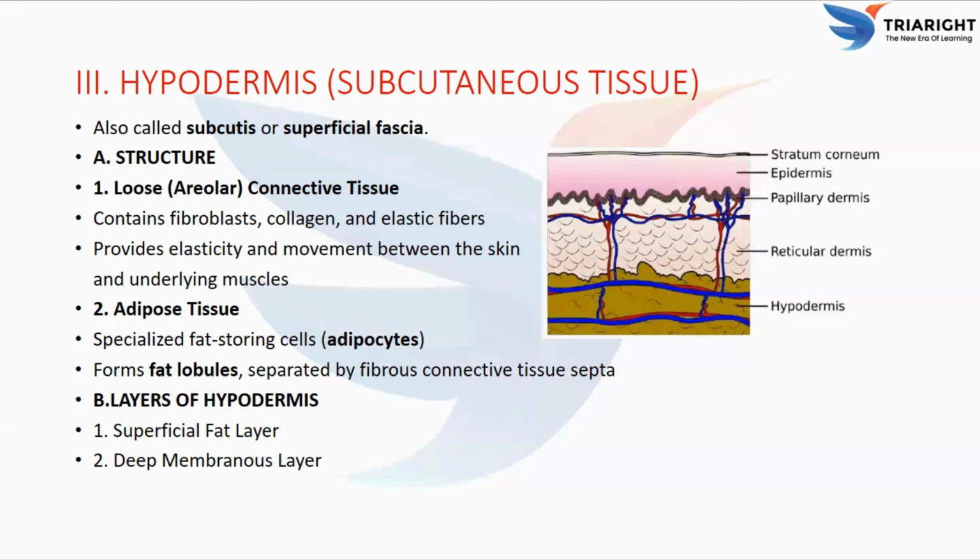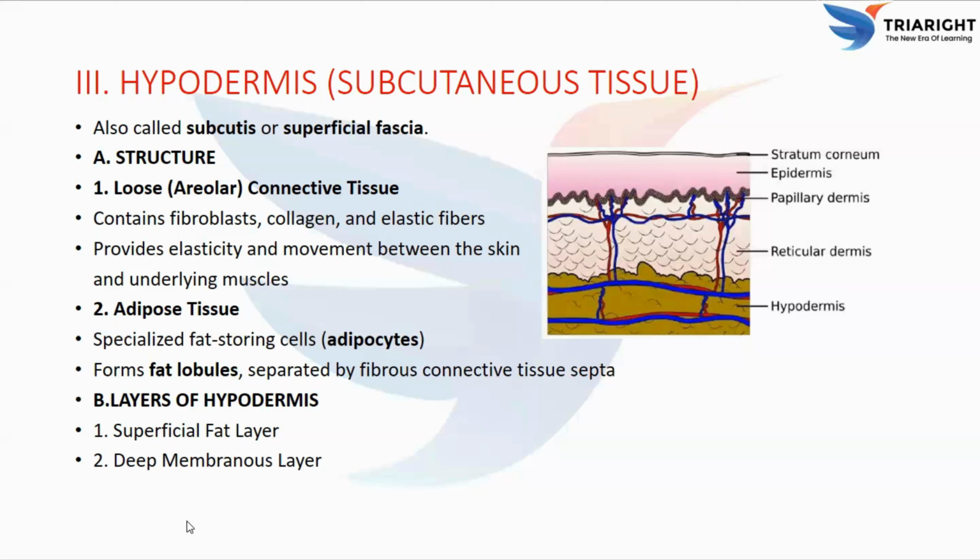So what are the layers of hypodermis? Superficial fat layer and deep membranous layer. So what is the superficial fat layer? It is immediately below the dermis. You can clearly see in the picture, this is the dermis, right? Papillary dermis and reticular dermis are the layers of the dermis. Immediately below the dermis, you can find the superficial fat layer. It mainly consists of adipose tissue. This provides cushioning and insulation.